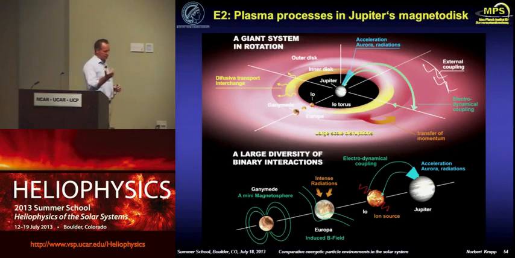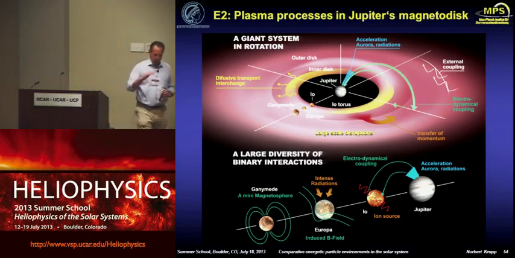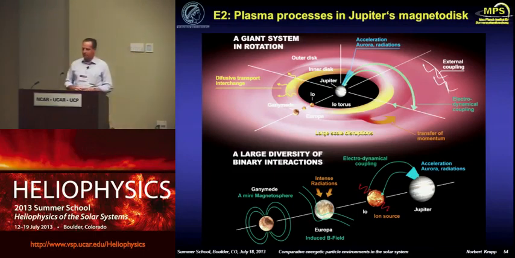Okay, so far we only looked at the inner part of the magnetosphere, the radiation belt. But of course, there are a lot of processes which you can study with energetic particles when you look in the middle magnetospheres of the outer planets. And this is just to show you this diversity of interactions, what can happen in Jupiter's magnetosphere, for example.